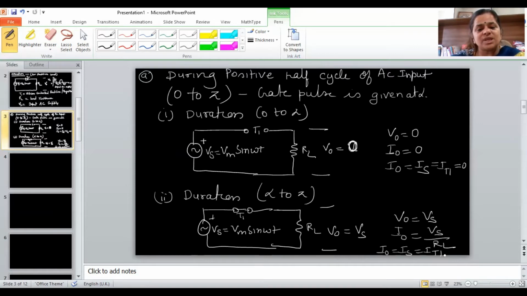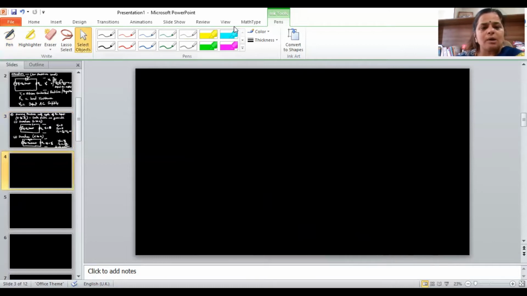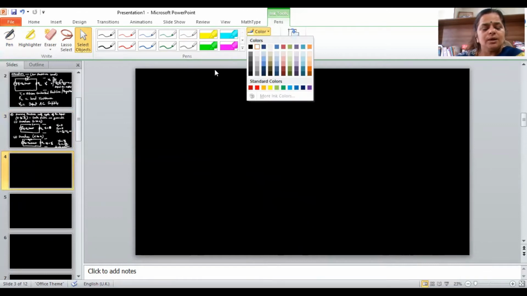So we have seen the operation of this rectifier for a positive half cycle. The positive half cycle we have split into two parts. One is between 0 to alpha, and another is alpha to pi. Now let us talk about its operation during the negative cycle.